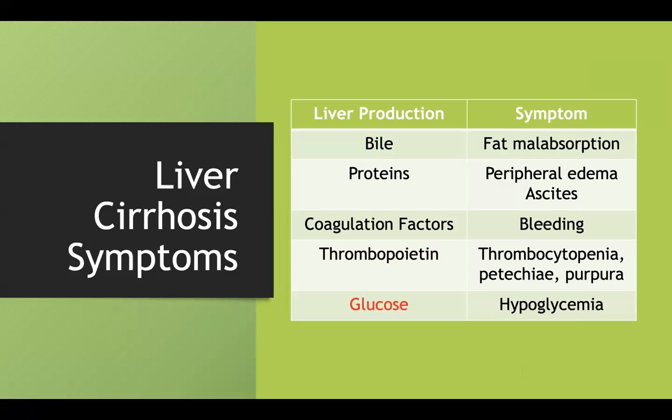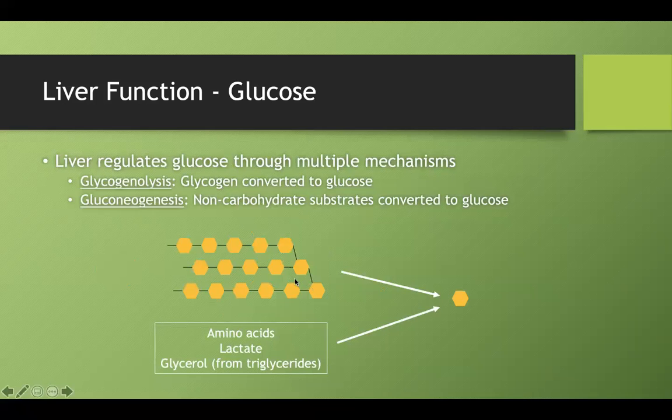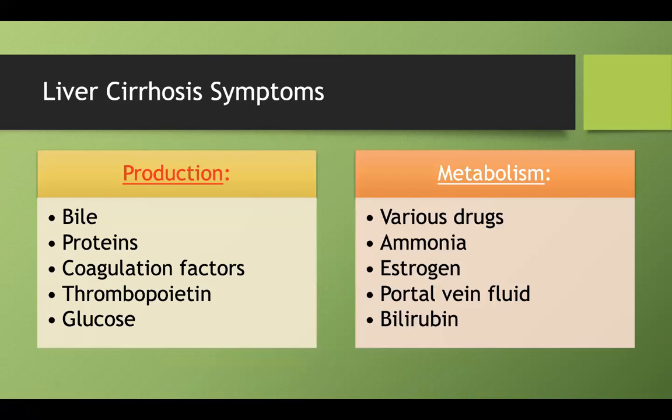If glucose is not actively produced or metabolized, you'll get hypoglycemia. So remember from our liver function discussion that glycogen can be converted into glucose as well as non-carbohydrate substances. And the liver is great at performing each of these processes. But if your liver's not working, you might not get so many monosaccharides floating through your bloodstream and you become hypoglycemic.